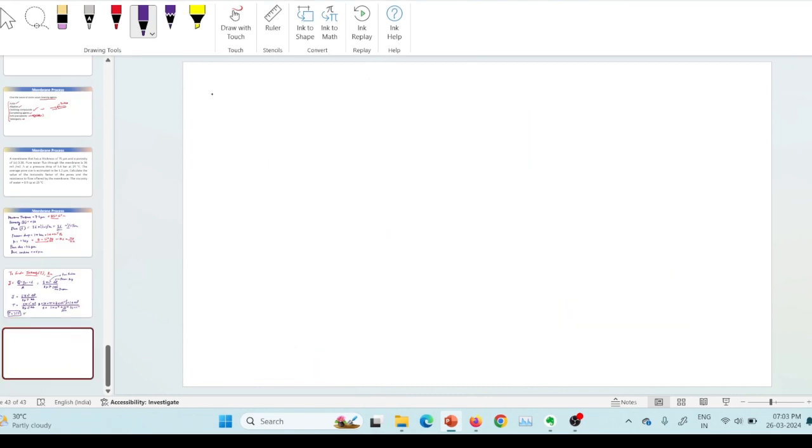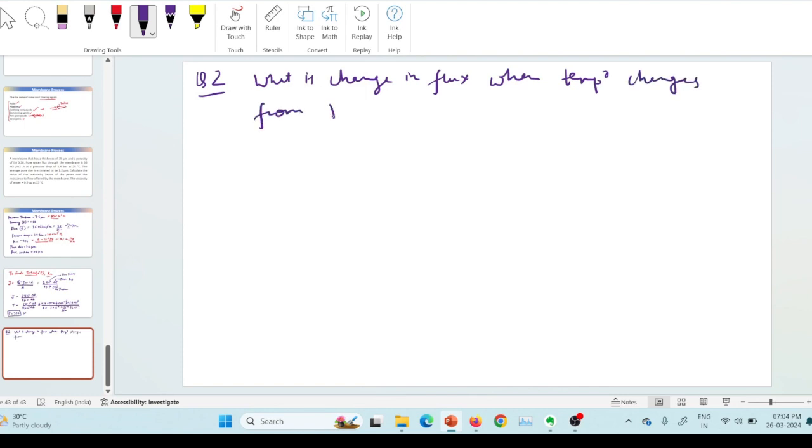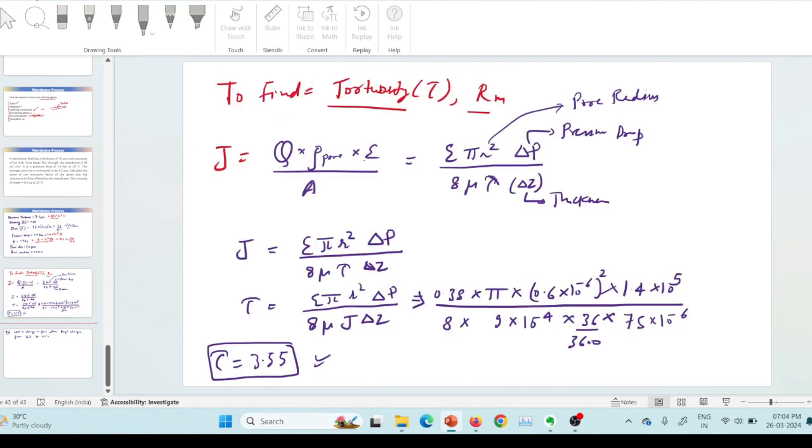We'll solve one more question. So in this question, what will be the change in flux when temperature changes from 16 degrees Celsius to 24 degrees Celsius? In the previous question we missed one more part. We'll solve that first.